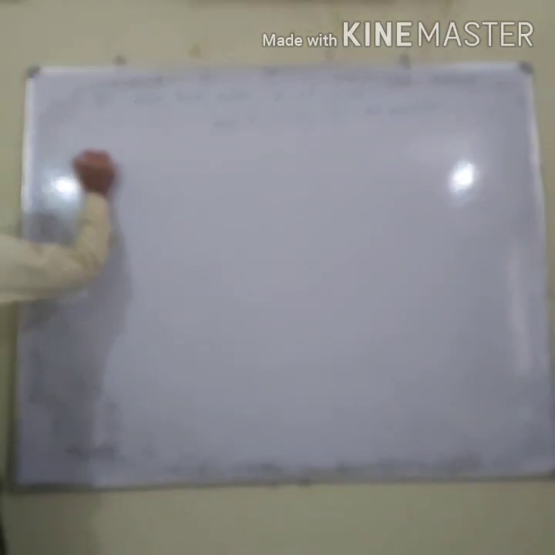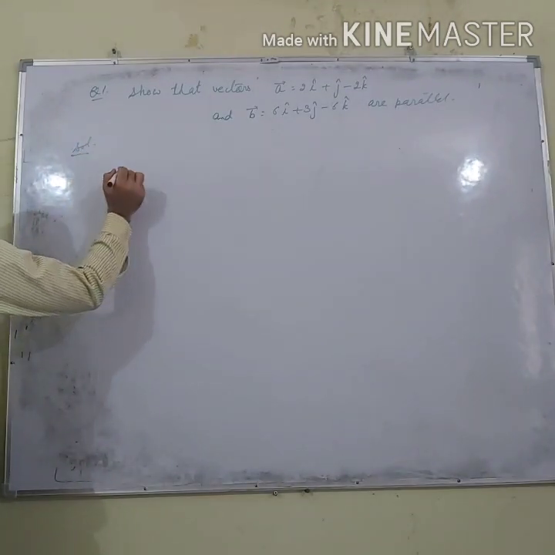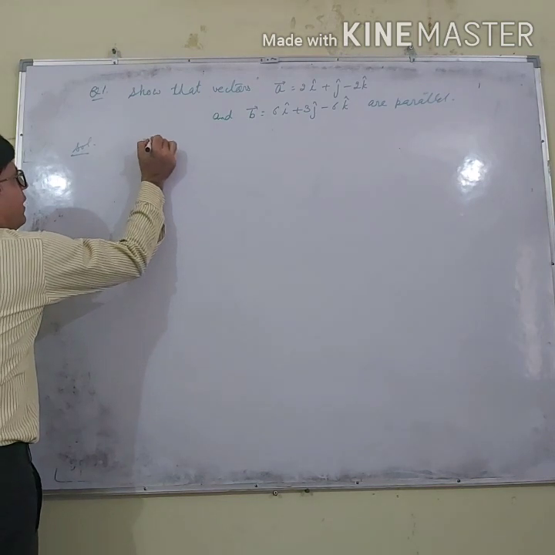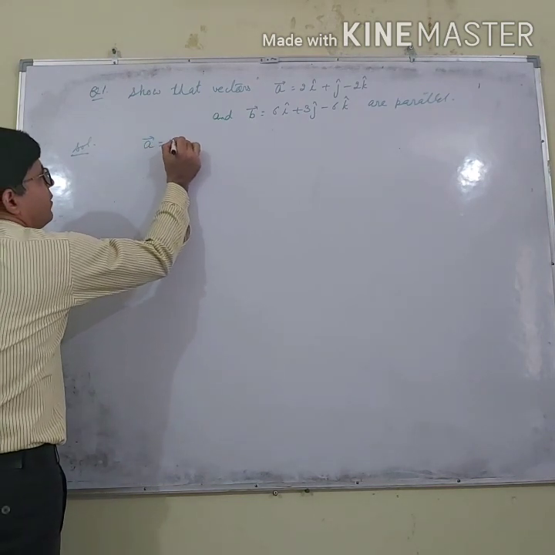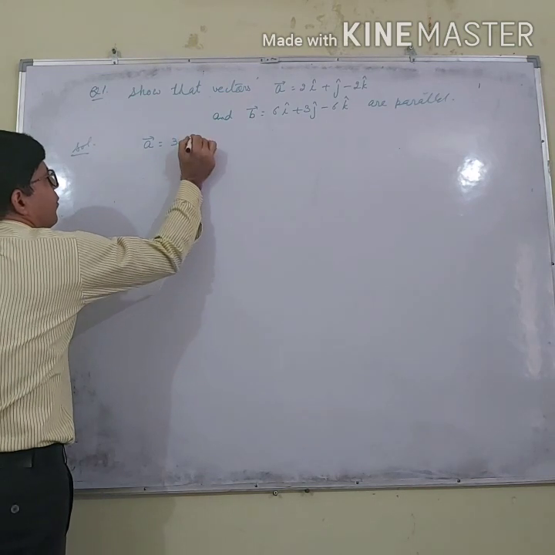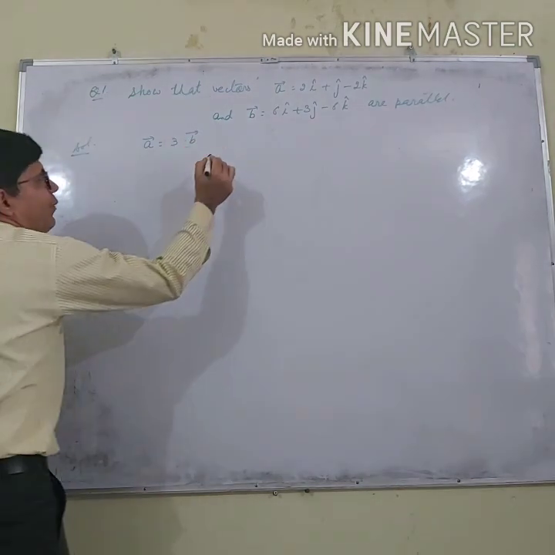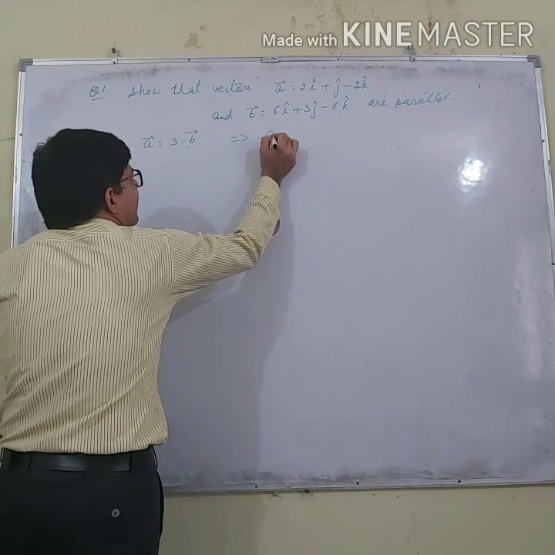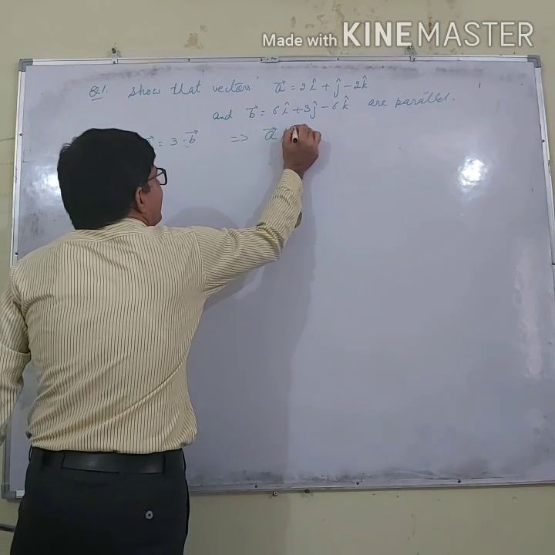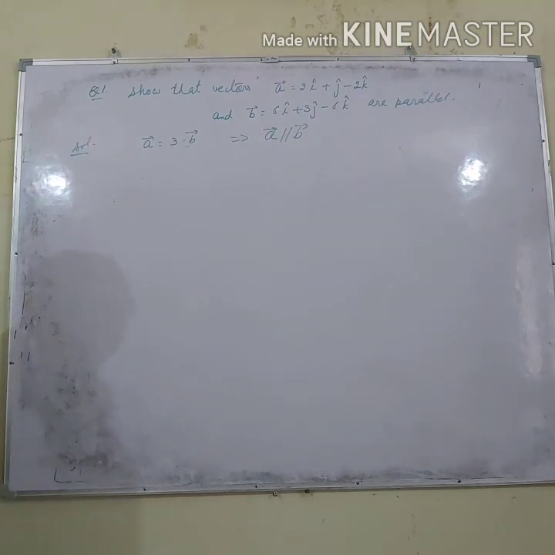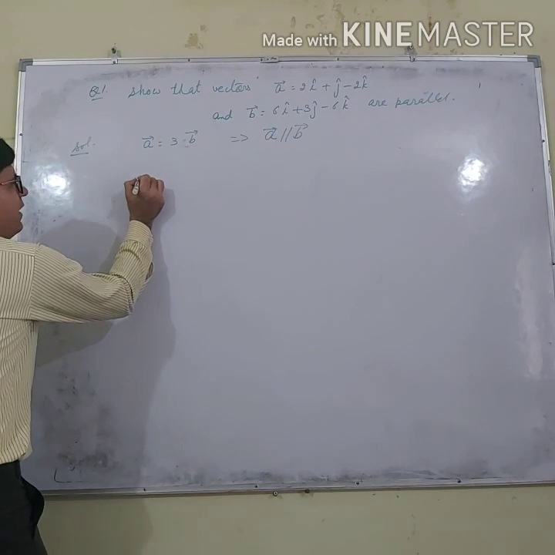Now listen, there are two ways. One way is that vector A is equal to 3 times vector B. What does this indicate? This indicates that A is parallel to B. So clearly vector A is 3 times the vector B, which means vector A is parallel to vector B. And the second method is to find A cross B.